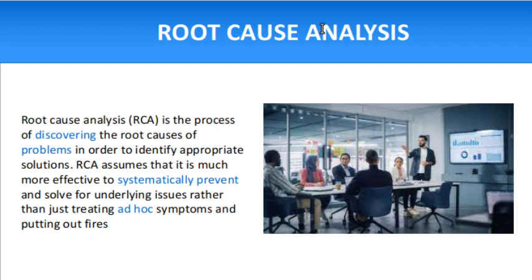Root cause analysis means that we analyze the root cause, the basic reason why things go wrong, what the problem was, discovering the root causes of the problem. And after discovering the root cause of the problem, we try to systematically prevent it and solve the underlying issues, rather than just treating ad hoc symptoms and putting out the fire. So this is the main concept here. It is the approach to systematically solve the problem rather than on an ad hoc basis.